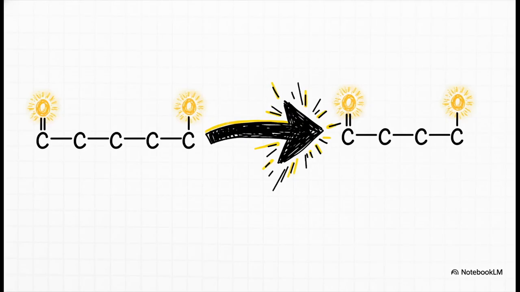So it all boils down to this. The only structural difference between these two sugars is the position of one single double-bonded oxygen atom. In glucose, it's on the end carbon. In fructose, it's on the second carbon in the chain. It is a tiny, tiny shift, but with absolutely massive consequences.